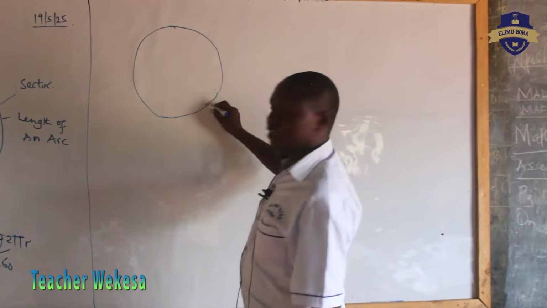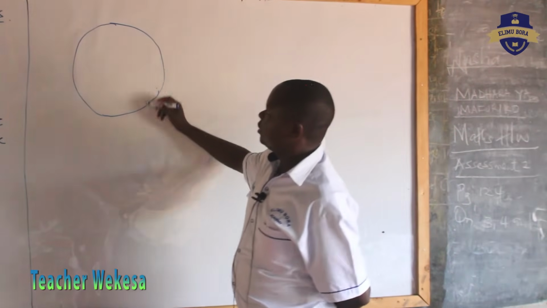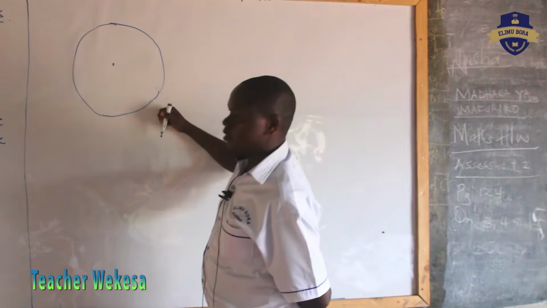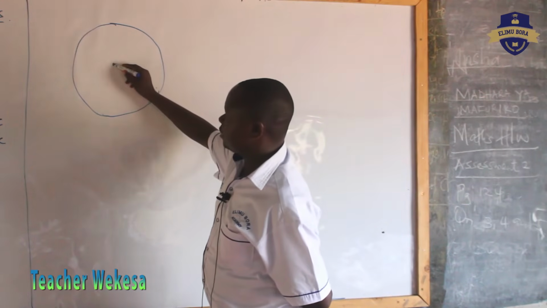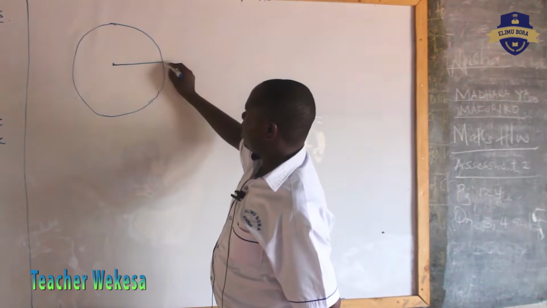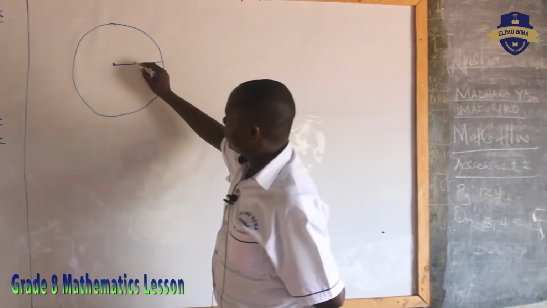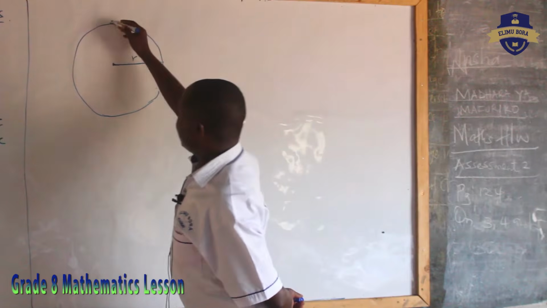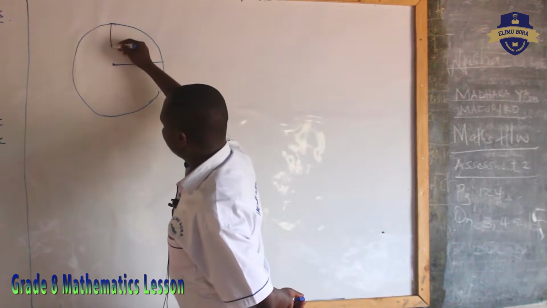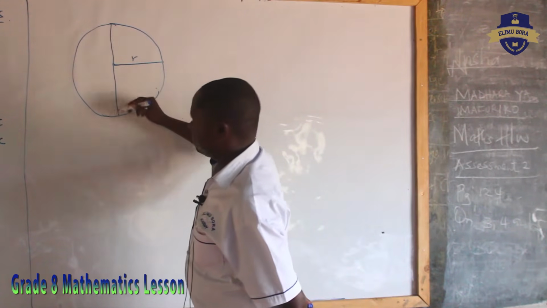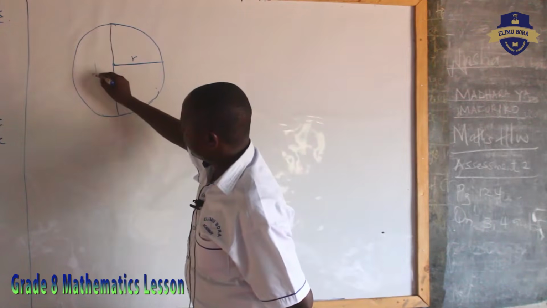A circle has various properties, isn't it? It has the center of the circle, and then also what? The distance from the center up to the arc or part of the circle is known as what? The radius, isn't it? But from the arc through the center up to the other part of the circle, it's known as what? The diameter.